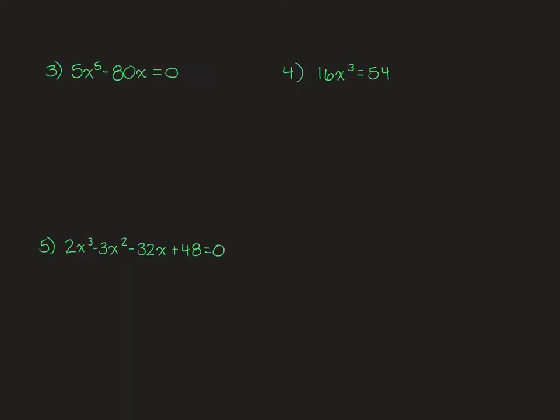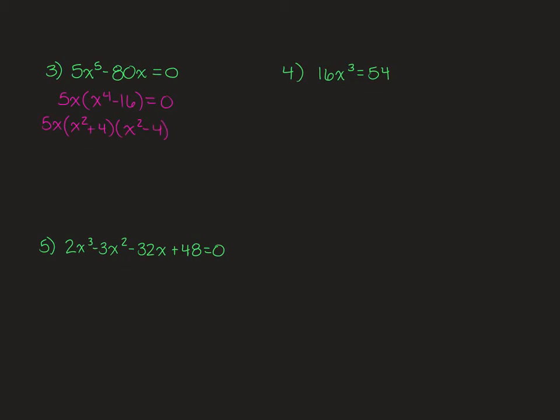Let's keep going with some more complex factoring. So we have 5x to the 5th minus 80x. So again, you can factor out a greatest common factor of 5x here, which would give you x to the 4th minus 16 is equal to 0. We're not done factoring completely actually. So this x to the 4th minus 16, that is a difference of squares. So it can be x squared plus 4 and x squared minus 4.